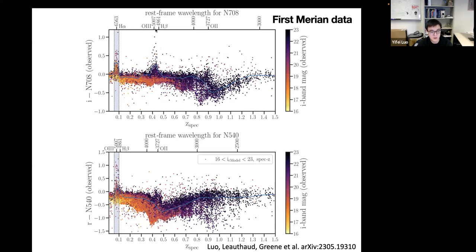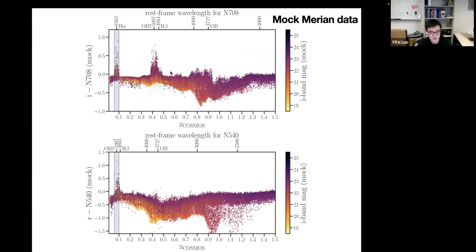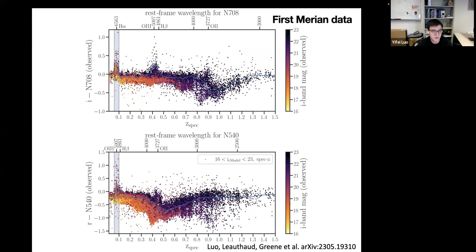You see some outliers here. Those can be blended galaxies or just bad photometry. In the mock photometry, we don't have uncertainties or errors, but in reality we will have some uncertainty. Nevertheless, they are a small fraction of the target galaxies, so we're good.